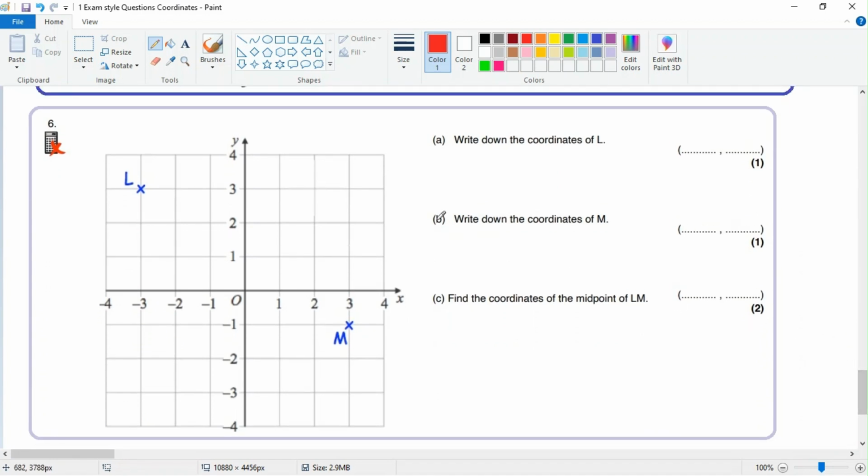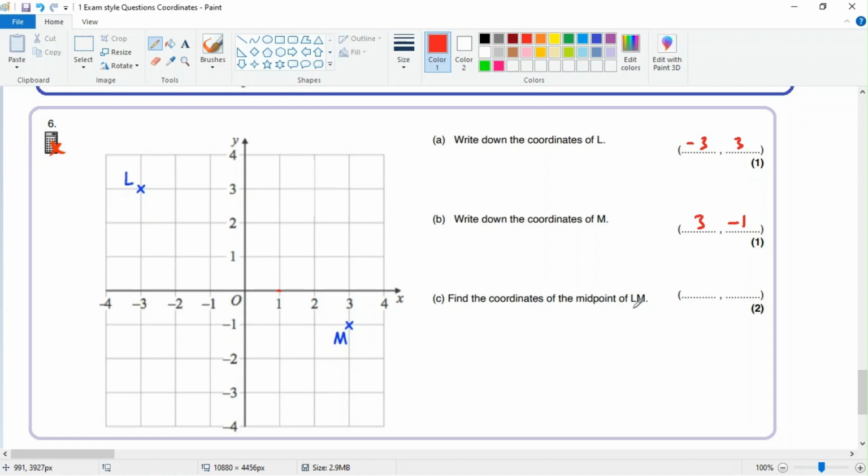Now comes write down the coordinates of point L. It's going to be negative 3 and positive 3. So negative 3 first and then positive 3, because it is higher than the 0. Write down the coordinates of M. Coordinates of M are going to be 1, 2, 3. X is always first. So 3 and negative 1, 3 and negative 1.